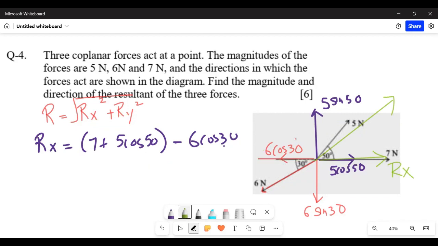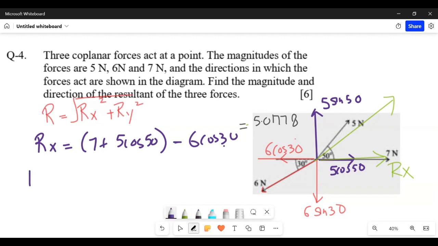So you can use any forward direction minus any backward direction. If your answer is positive, good. Otherwise, that means the actual Rx was in the opposite direction if your answer comes out to be negative. So it doesn't really matter what you're taking first. Okay, let me check if it's positive. 7 plus 5 cos 50 minus 6 cos 30, this should be in degrees. It is a positive value. It comes out to be 5.01778. So yes, that means Rx is in the right direction, towards the right.